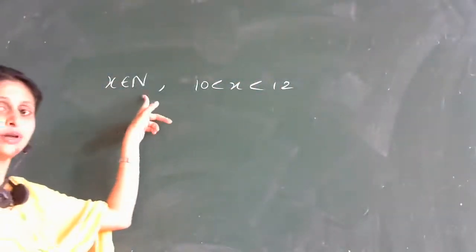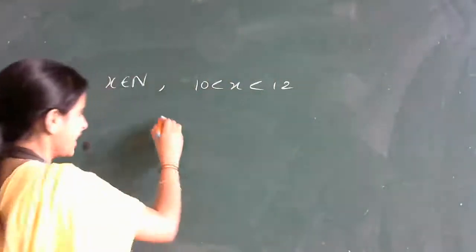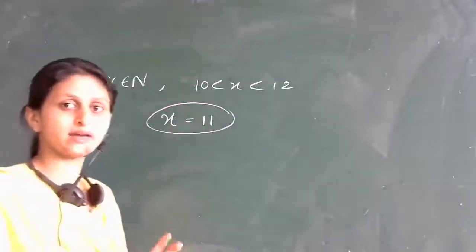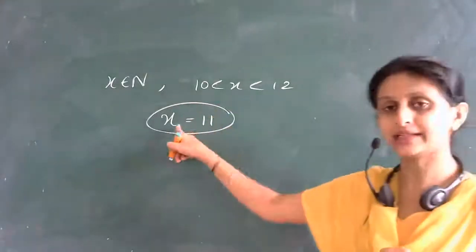See, if someone is saying that x belongs to natural number and x lies between 10 and 12, then you can say that x will be a single quantity, that is 11. Because between 10 and 12, we have only one natural number, that is 11. So you can take x as 11.